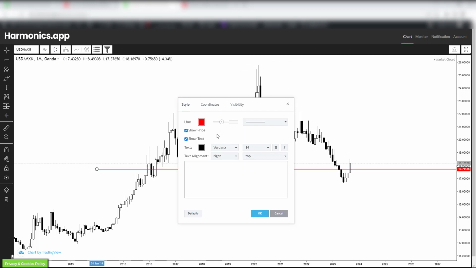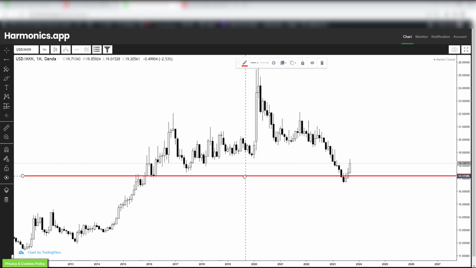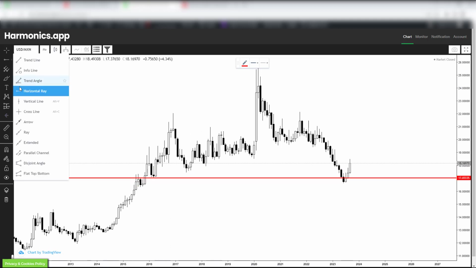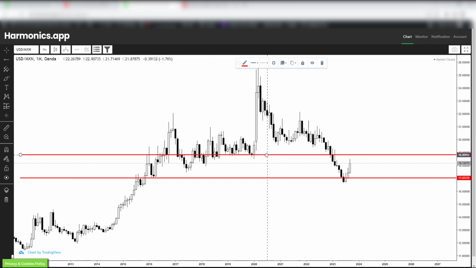Let me check this one. Okay, these are the support and the resistance levels. This is a monthly area first. We always go from the higher time frames to the lower time frames.